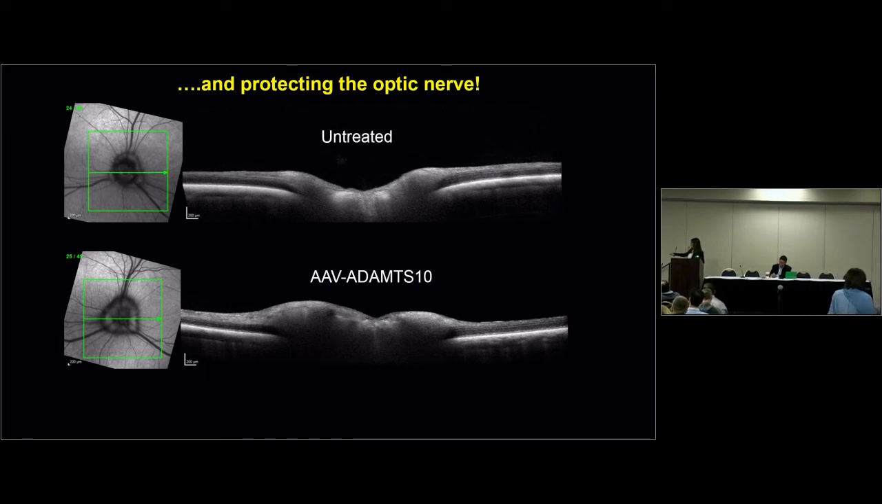So we are not only increasing outflow facility, but we are changing the dynamics of what's going on in the ganglion cell layer. And this is the ultimate target, right? We want to save those ganglion cells so that we can prevent vision loss. And again, as I mentioned, the therapy has been stable for over 72 weeks.